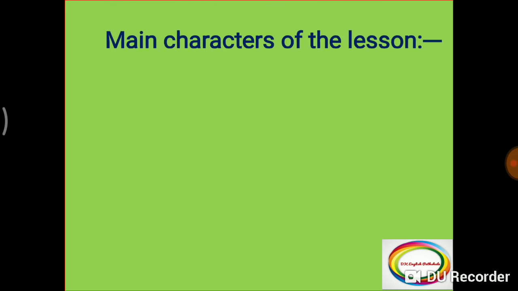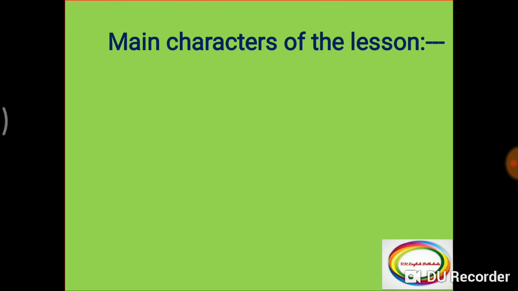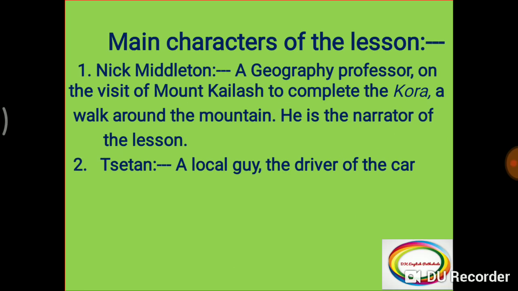Let's talk about the main characters of the lesson. Number 1, Nick Middleton. He is a geography professor on the visit of Mount Kailash to complete the Kora. Kora is a process. You can call it a challenge and a ritual also, which includes walking around the mountain. He is the narrator of the lesson, Nick Middleton.